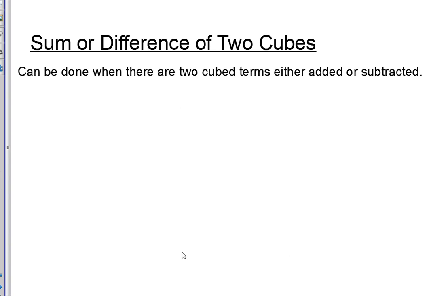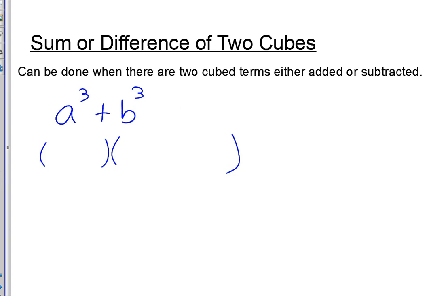If I have something called the sum or difference of two cubes, here's what this says. If I have one number cubed plus or minus another number cubed, then I can factor it into two parentheses. I'm going to factor this into a short parenthesis and a long parenthesis. Now, again, it has to be a number cubed plus another number cubed, or minus. Let's look at the plus example first.